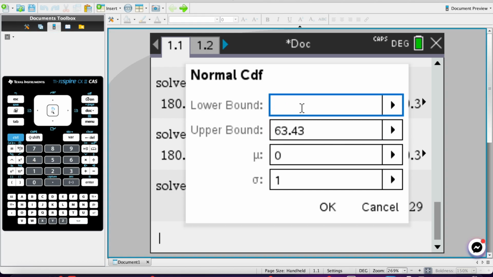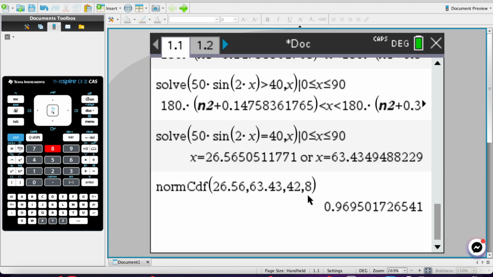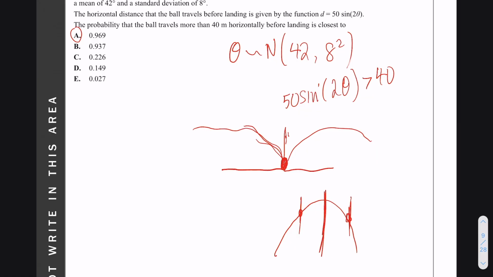And we had the 26.56. The mean we had was 42. The standard deviation was 8. And we get 0.969. Yeah, and that looks like option A. So that is the multiple choice.